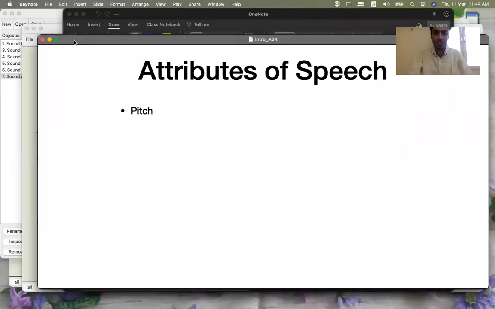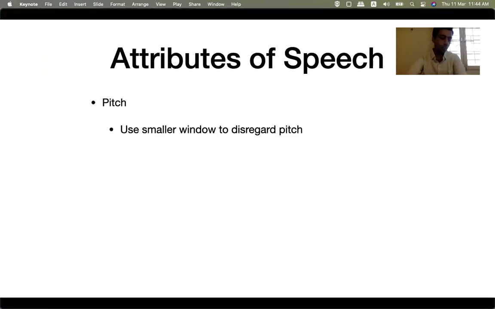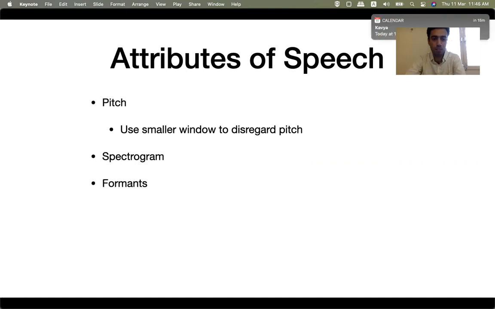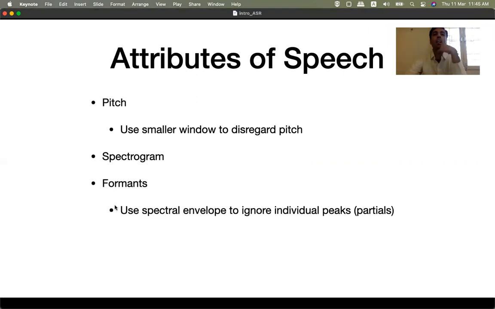Okay, let's come back to our presentation now. Attributes of speech. We saw what is pitch. The utility of knowing this is we use smaller windows or wideband spectrum to disregard the pitch information so that we can only focus on the spectral envelope and not on the individual peaks. Now coming to spectrogram. What is a spectrogram? It has got some structure, it has got peaks, etc. And we just discussed formants. Formants are the peaks in the envelope. So we are interested in using the spectral envelope to ignore the individual peaks or partials. Partials are the individual peaks.